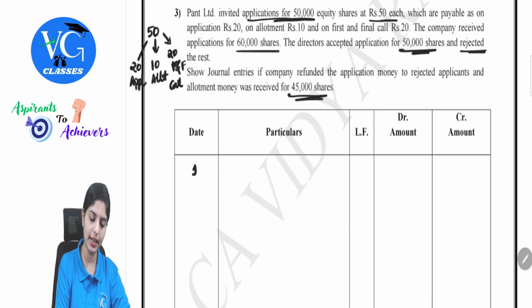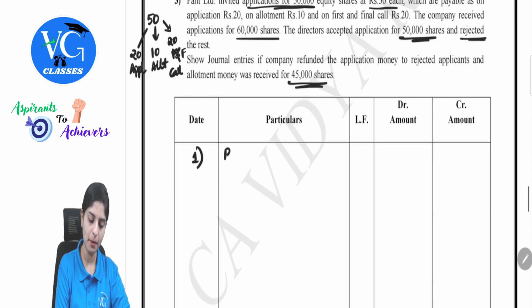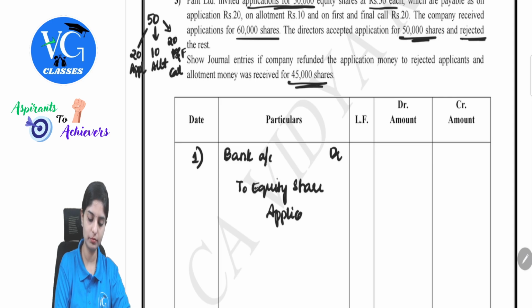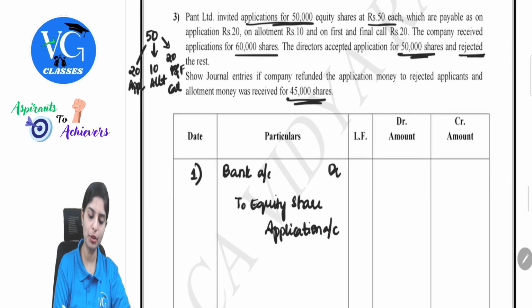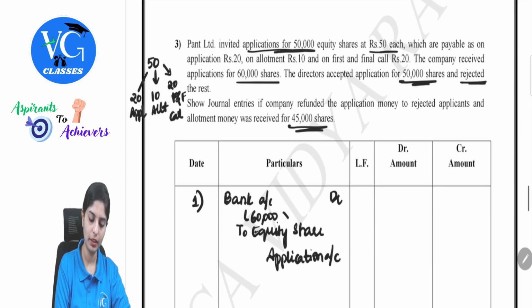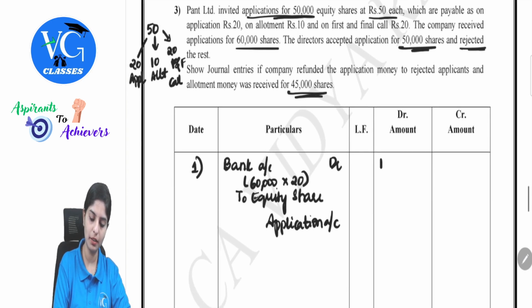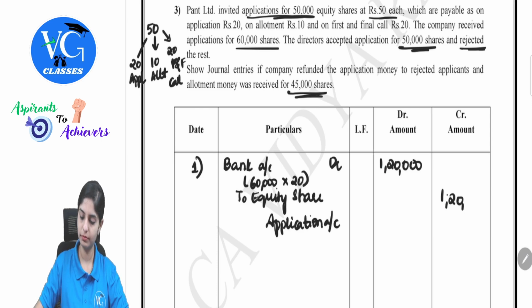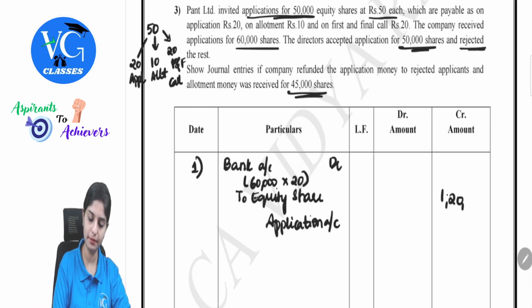First, there are no dates again. So first, receipt of application money: bank account debit to equity share application account. How many shares were there? 50,000. Sorry, you are receiving applications in excess, so 60,000 into 20 rupees. So this will be 1,20,000. This will be 12 lakh.